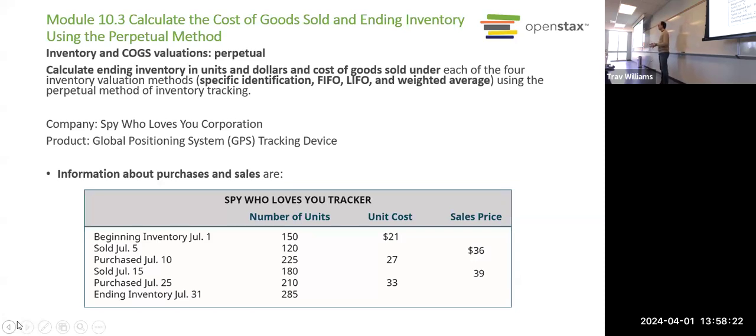The approach that we use is different though, because it's now not at the end of the period looking back, trying to figure out what the costs are. Now we're doing it as time goes on, right? With every sale, we're having to figure out the costs. We can move ahead. We can start to go into perpetual. I just want to make sure you all are up for that. You don't have any questions at this point about periodic.